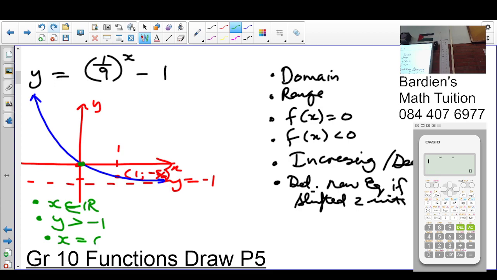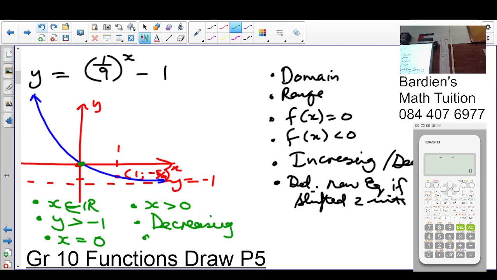Thirdly, when is f of x equal to 0? When x is equal to 0. When is f of x less than 0? Is this part of the graph here? Not so. So in other words, it's going in the positive, so x must be more than 0. Next, is this increasing or decreasing? Decreasing.